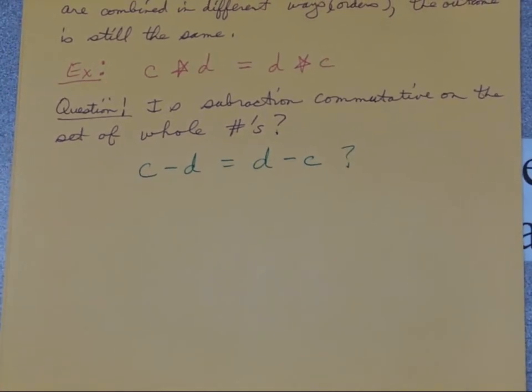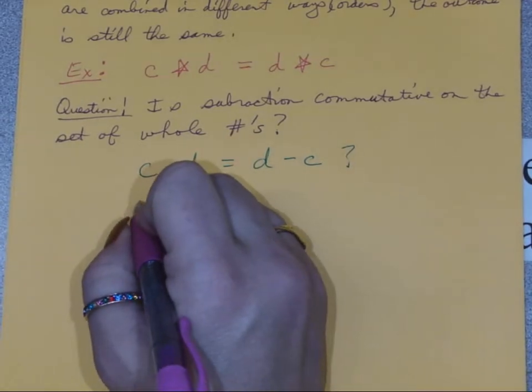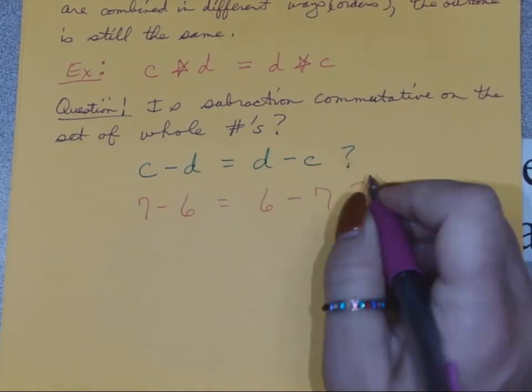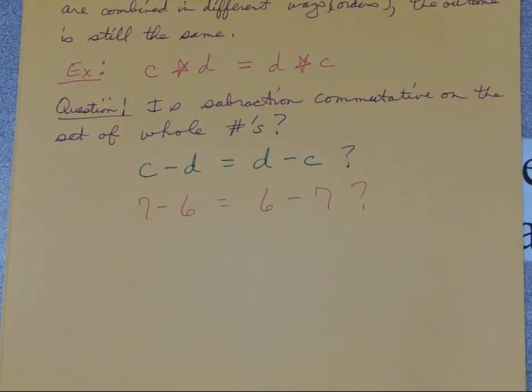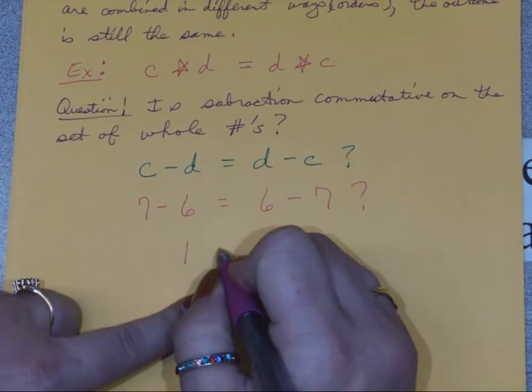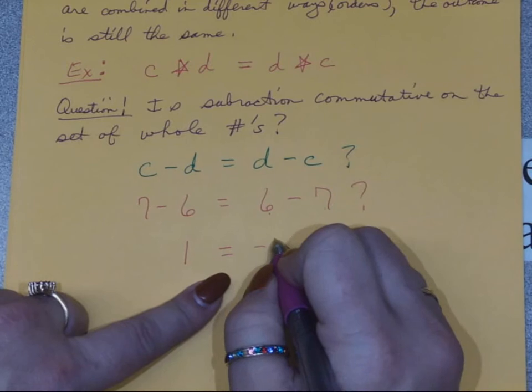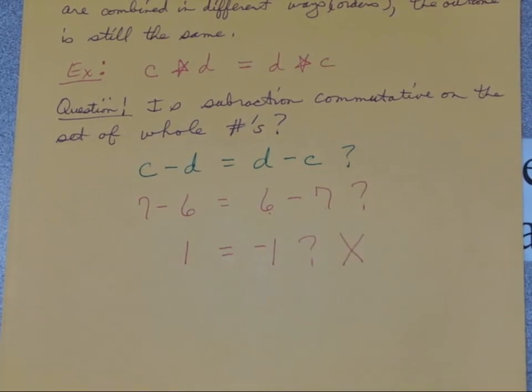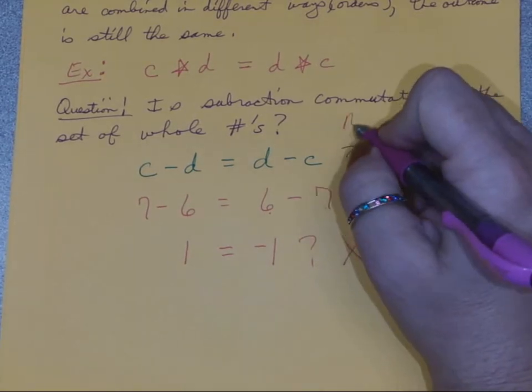I think we can probably come up with some examples pretty quickly that show me no. If I just use, for instance, the numbers 6 and 7, let's try 7 minus 6. Is that equal to 6 minus 7? All I did was change the order, same numbers. We know that this is not true, right? 7 minus 6 is a 1, but 6 minus 7 is a negative 1. That's an absolutely not true thing. So when I say, is subtraction commutative on the set of whole numbers, the answer is no.